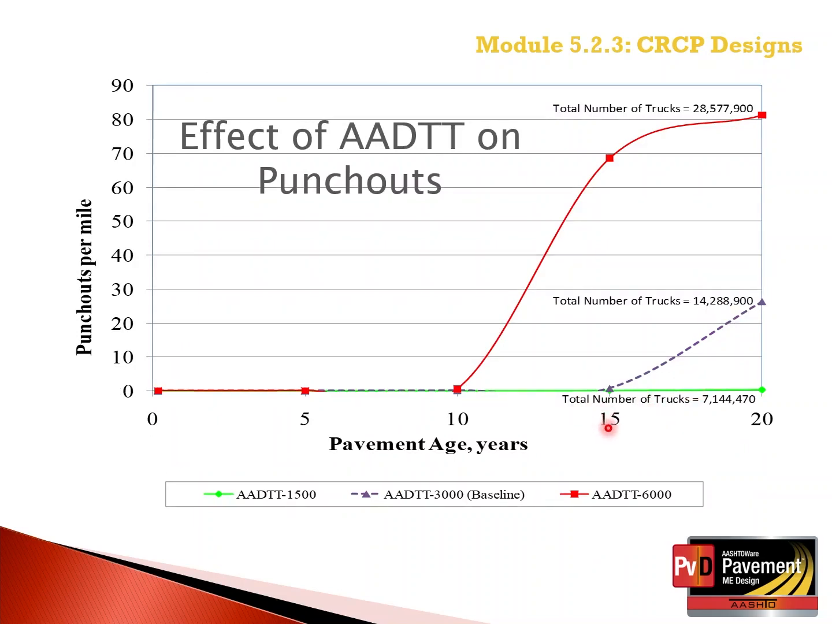And as expected, the average annual daily truck traffic has a significant impact on the number of punch outs. Average annual daily truck traffic is something that's usually not controllable by the designer unless the designer is adding more lanes. So what's shown here, the green has an average annual daily truck traffic of 1,500, the dashed line of 3,000, and the red line is 6,000. So the amount of trucks, as we would expect, has a significant impact on the number of punch outs that are predicted by the software.